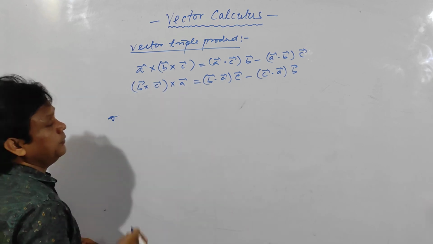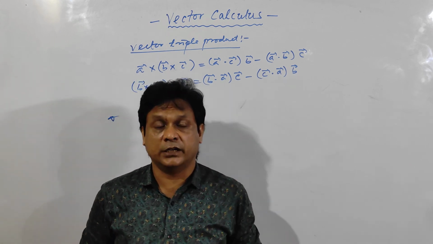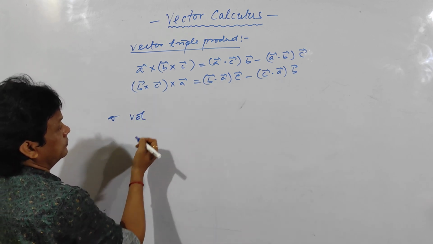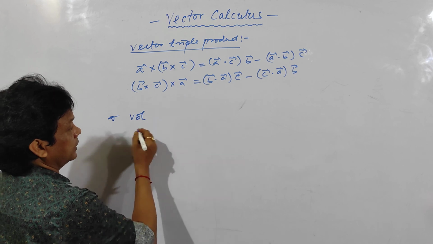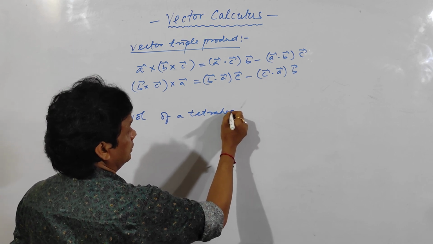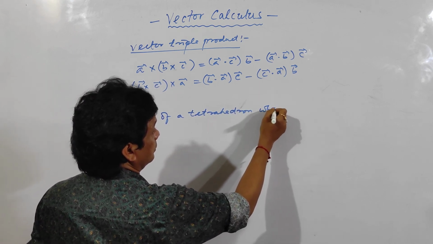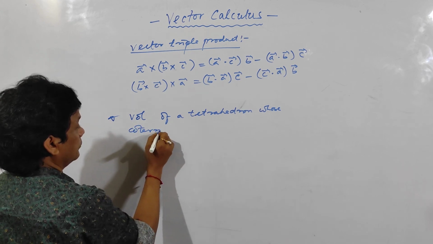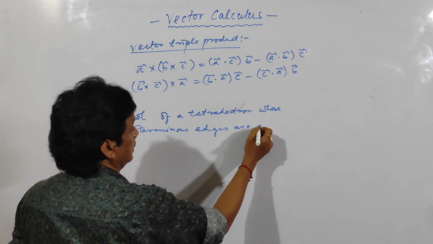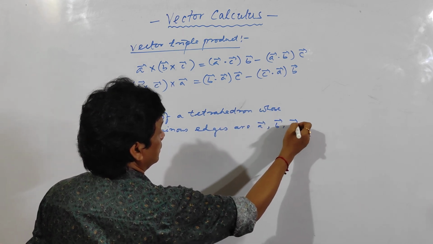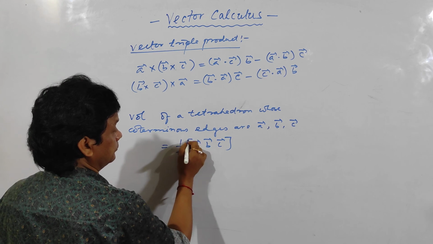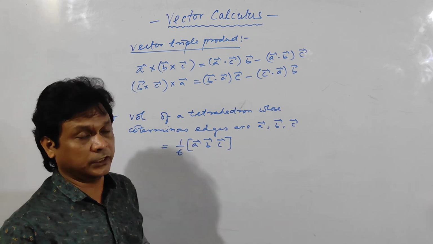And see here, it may already be known to you as tetrahedron, and they may ask a question on the subtype, the volume of a tetrahedron whose coterminous edges are the A vector, B vector, C vector, is equal to 1 by 6 of the A vector, B vector, C vector triple product. Here, this is the volume of the tetrahedron.